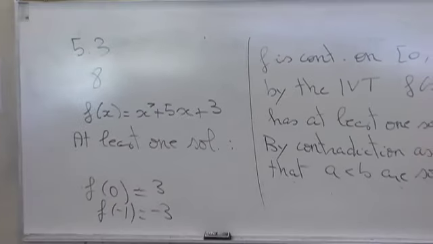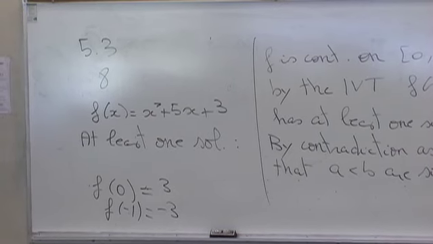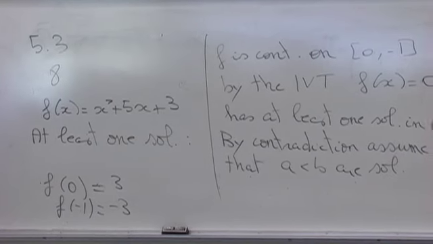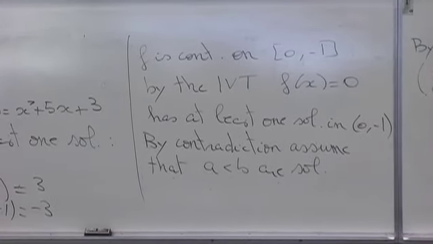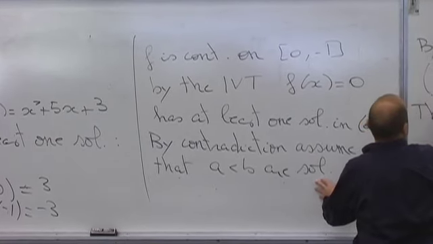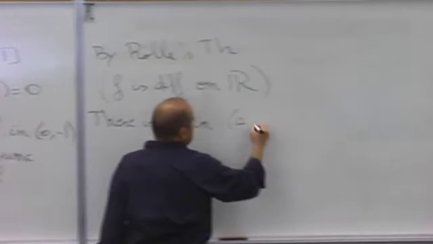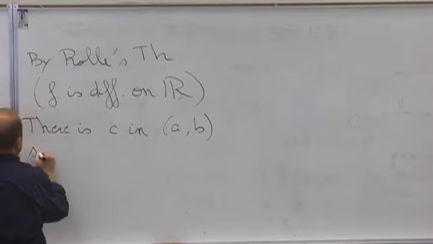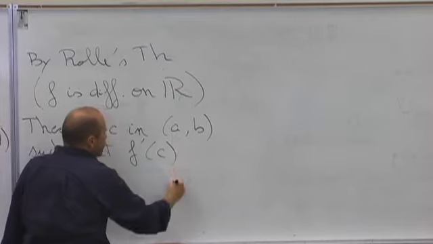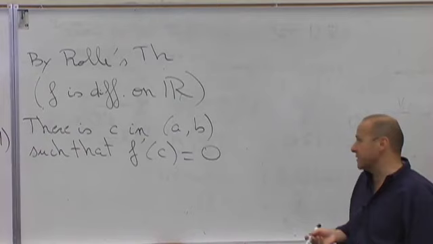Because our function f is differentiable on the whole R, and therefore it's differentiable on (a,b) open, and continuous on [a,b] closed, there is c in (a,b) such that f prime of c is 0. Okay, that's what the mean value theorem tells us.